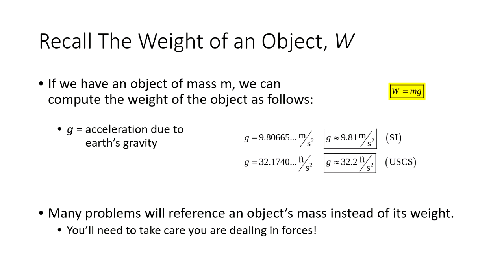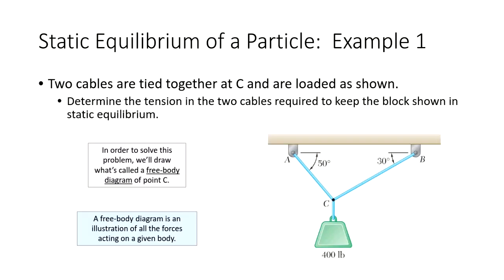In SI units, we express gravity as 9.81 meters per second squared. That's the acceleration due to Earth's gravity. In US customary units, that's 32.2 feet per second squared. Many of the problems that we're going to do will reference an object's mass instead of its weight. Just make sure you're watching for that. That's an easy thing to trip you up. You start doing the problem and you realize you have to compute the weight, and all the forces are off a bit. Okay. Any questions before we dig into our example for today?